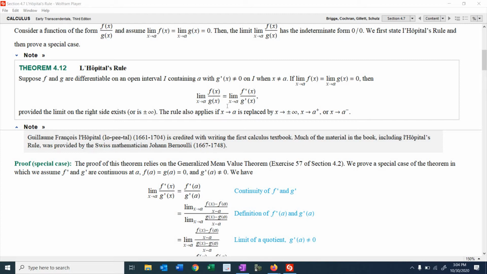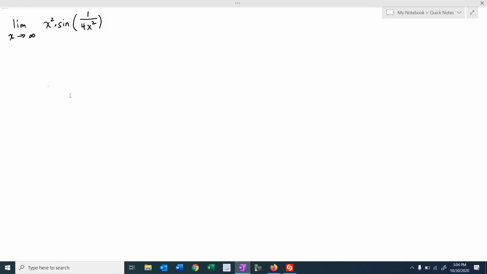Again, we only know that these are equal if the first limit has one of the two indeterminate forms of either 0 over 0 or plus or minus infinity over infinity. Okay, so let's look at an example of what I'm talking about. So notice in this particular example, x is approaching infinity, right? So x is just getting larger. As that happens, though, x squared, of course, is just going to get larger and larger as well. So it's going to head towards infinity.